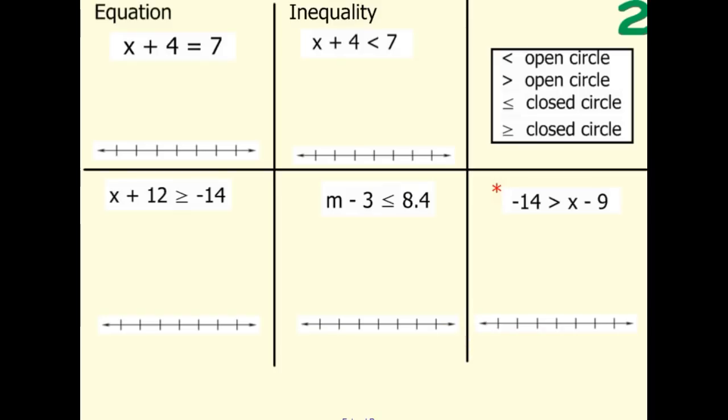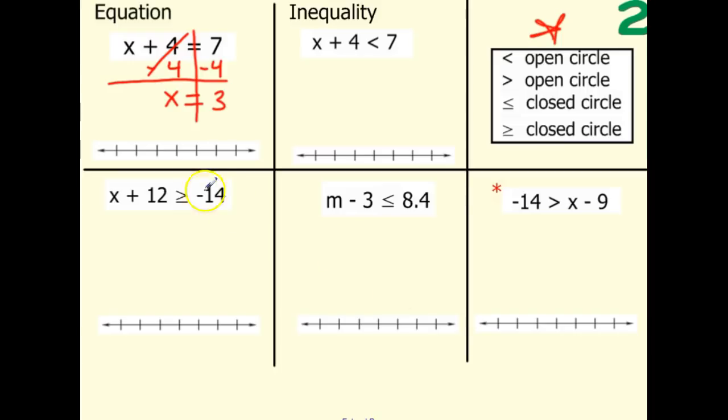Now we're going to do a couple where we just have to simply solve a one-step equation, but instead we're going to do some inequalities. And then here's a little review for you if you're confused. So just like we solved equations, to get x by itself we would have to do the opposite of adding 4, which is subtracting 4. So we would have x equal to, well, 7 minus 4 is 3.